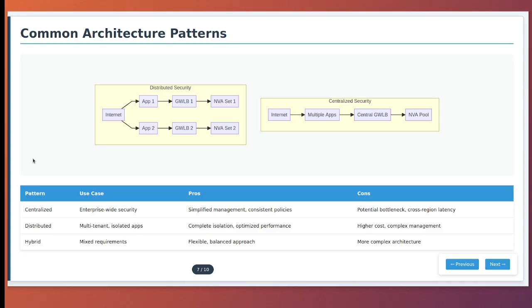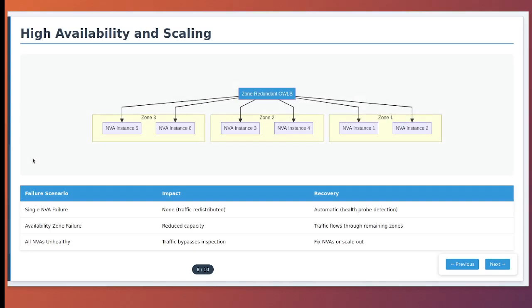The diagram shows how these patterns differ in practice. Notice how the centralized model creates a clear security perimeter, while the distributed model embeds security within each application boundary. The hybrid model layers security functions, with some centralized and others distributed. When choosing a pattern, consider your organizational structure, compliance requirements, performance needs, and operational capabilities. There is no one-size-fits-all answer. The best pattern is the one that aligns with your specific requirements and constraints.